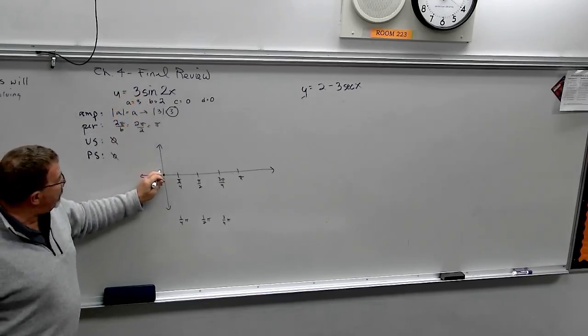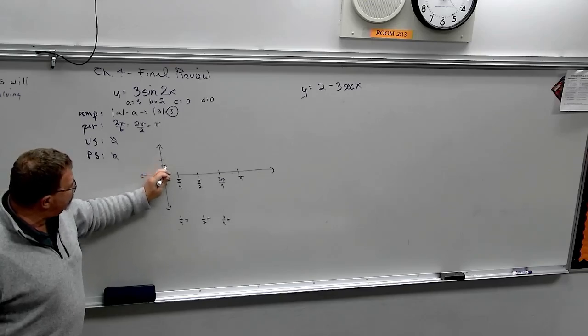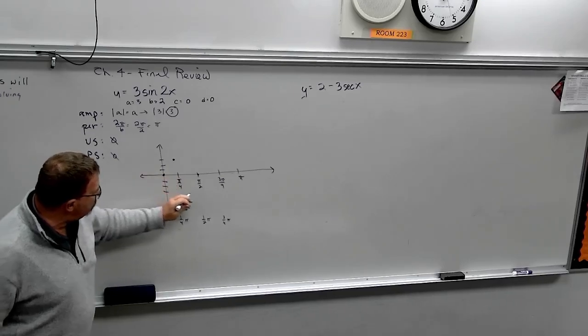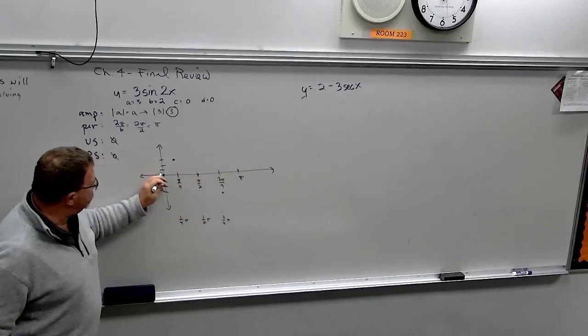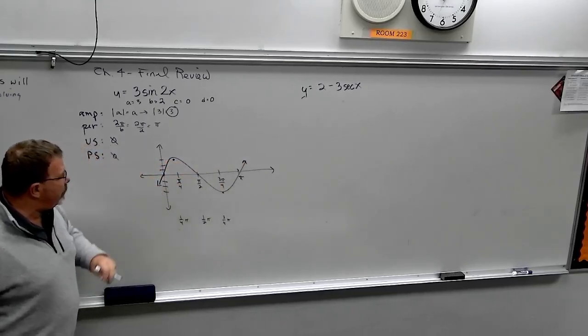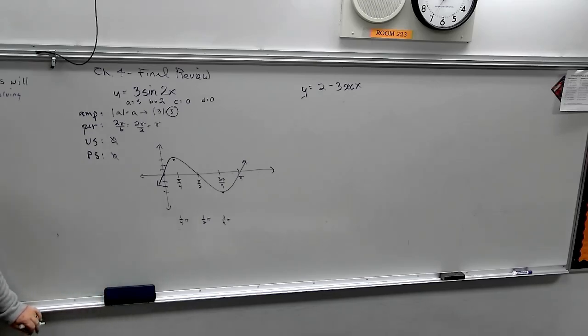All right, so here we go. We have an A value of 3, so at this point it's 3 above, comes back down, 3 below, and finishes there. And there you go. There's a sine wave for 1 period. And you only graph everything on 1 period. Okay? All right, let's finish up with this one.